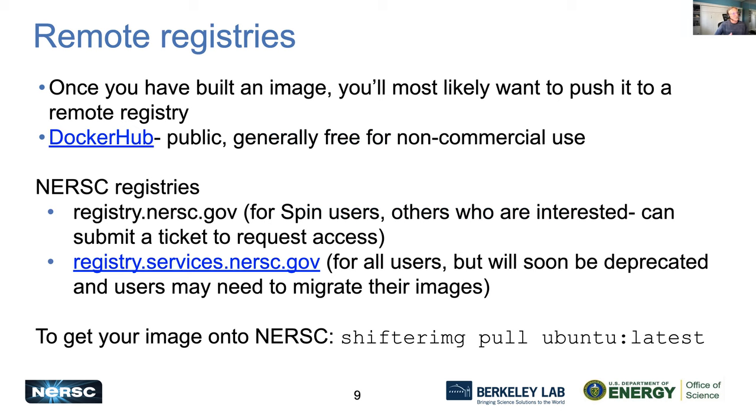Okay, as I said, once you've built an image, say on your laptop, to get it to Perlmutter, you've got to hop through a registry. So there are a couple options for you. You can use Docker Hub. It's public. Everything you put up there, I think by default, is viewable by everyone. So don't put your Nobel Prize winning work. It's generally free for non-commercial use. I know they've got a lot of licensing things going on, but I think for all of you, you should be okay.